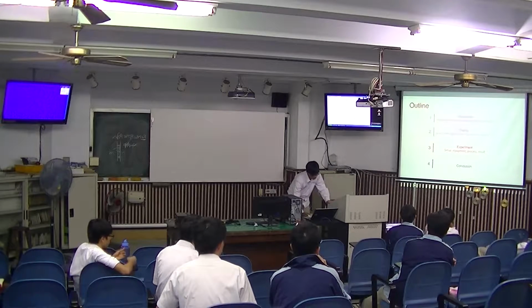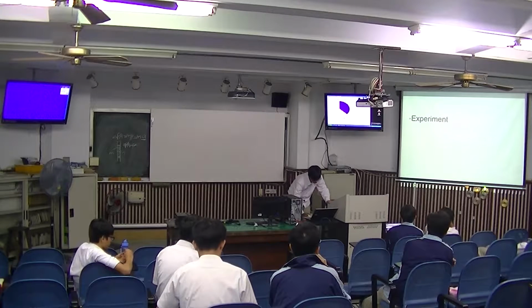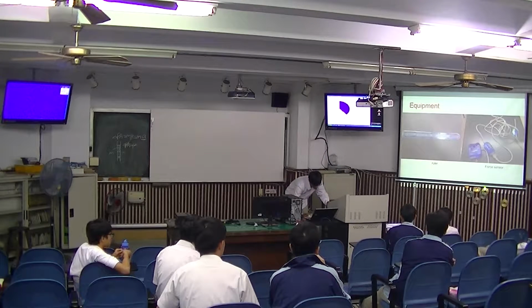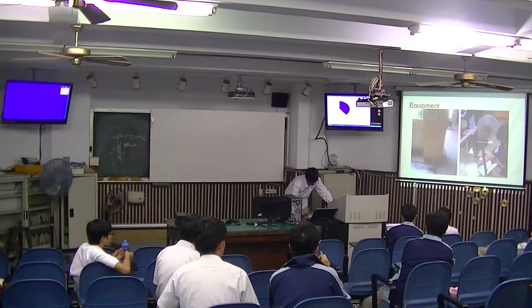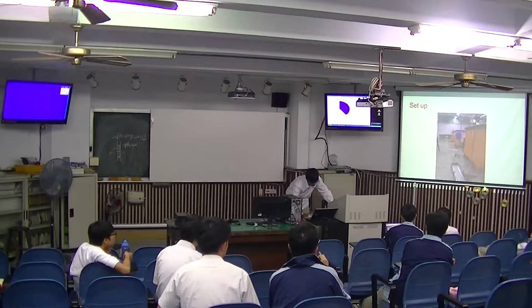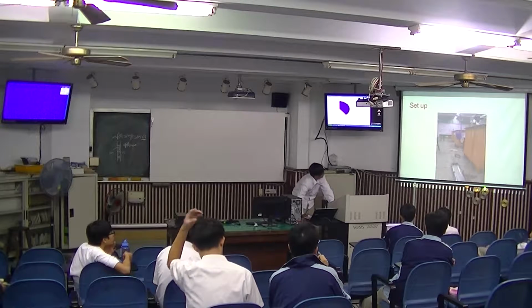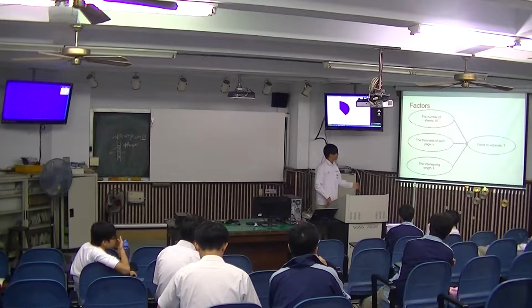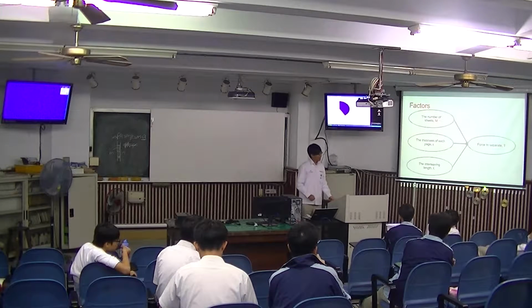So let's go to the experiment. Here is our equipment: the sheets, the C10, the ruler, and the force sensor, which is used to detect the force. This is our setup. So here are the parameters. We try to change M, epsilon, and L, and we want to find the force that can separate the books, the total traction force.